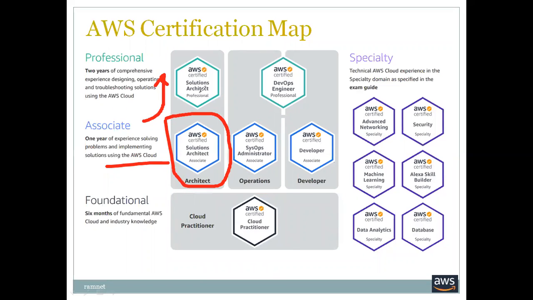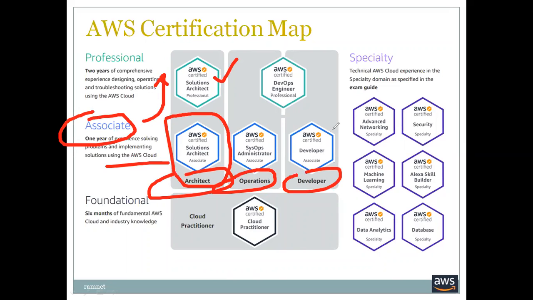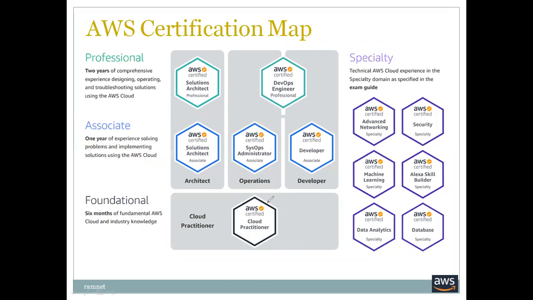After the associate level, you can go to the professional level. Next level is the professional, so here it is architect professional. The associate level can be written in 3 ways: one is architect, one is operations, one is developer. People who have programming skills can go for the developer exam, and system administrators can go for the operations exam. The next level for them will be DevOps engineer. Without code, you will not be able to survive in the cloud market. That's what I was saying.